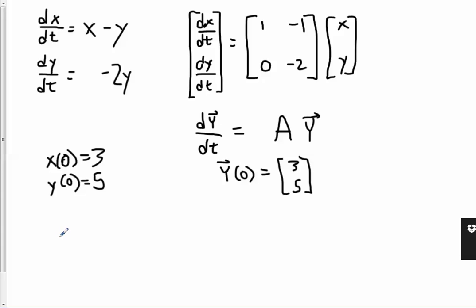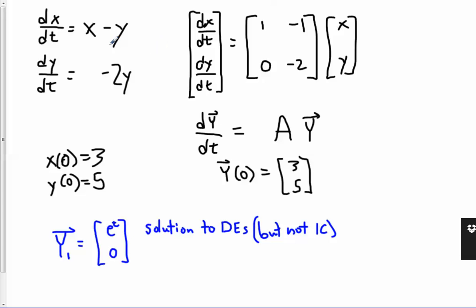Now, I'm going to write down the following vector, e to the t and 0. And I'm going to claim that this is a solution to the differential equations, but not to our particular initial condition. Well, you can see it's not the solution to the initial condition. When you plug in 0, you would get 1, 0. In fact, let me write that down. Y1 of 0 is 1, 0, not 3 and 5. Okay, but it does satisfy the differential equations.